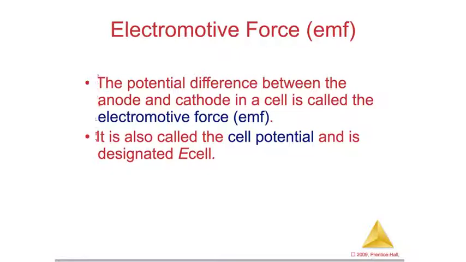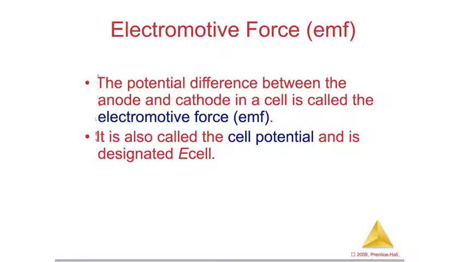And the cell potential of a particular voltaic cell is going to be dependent on a few things. For example, what exactly is the reaction that's taking place at the cathode and at the anode, and what are the concentrations of the reactants and the products, and at what temperature are we at?